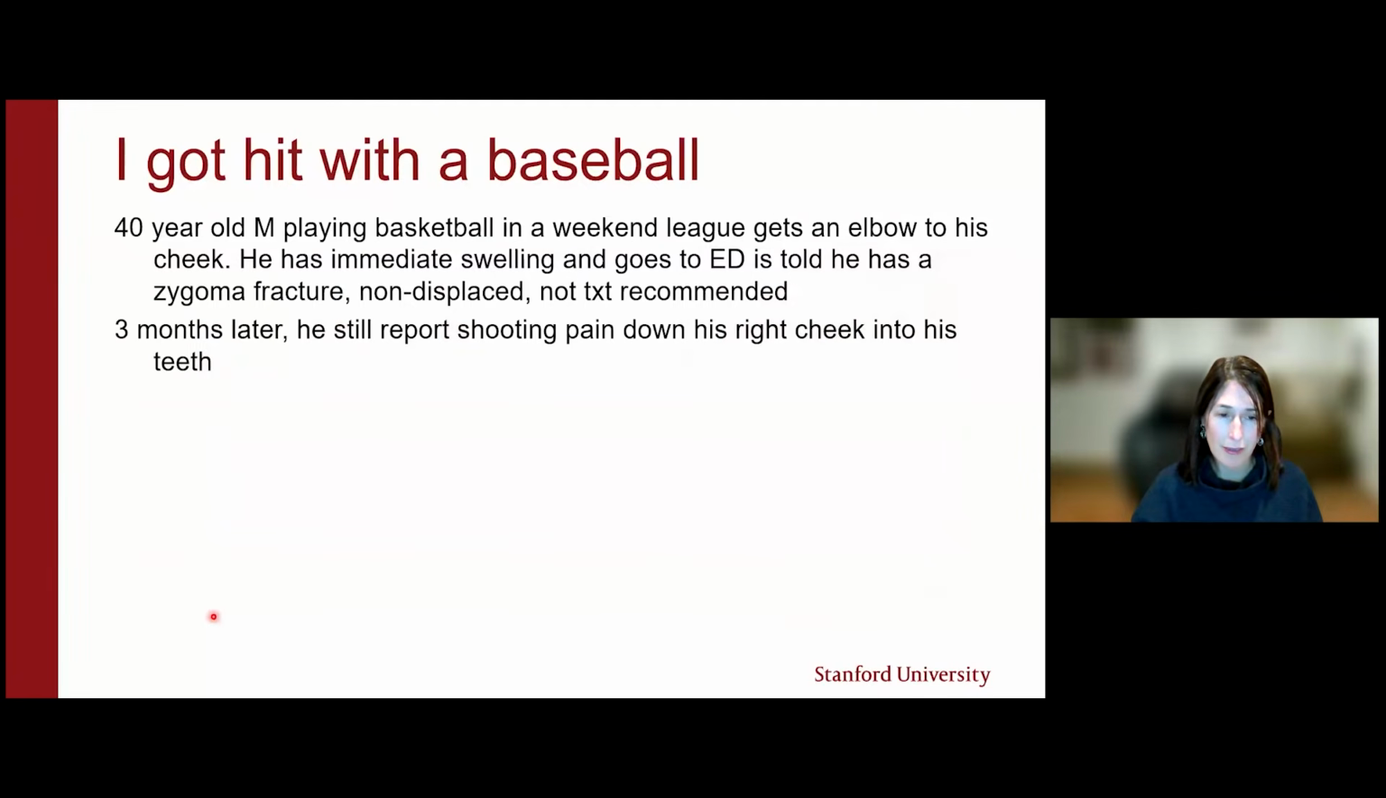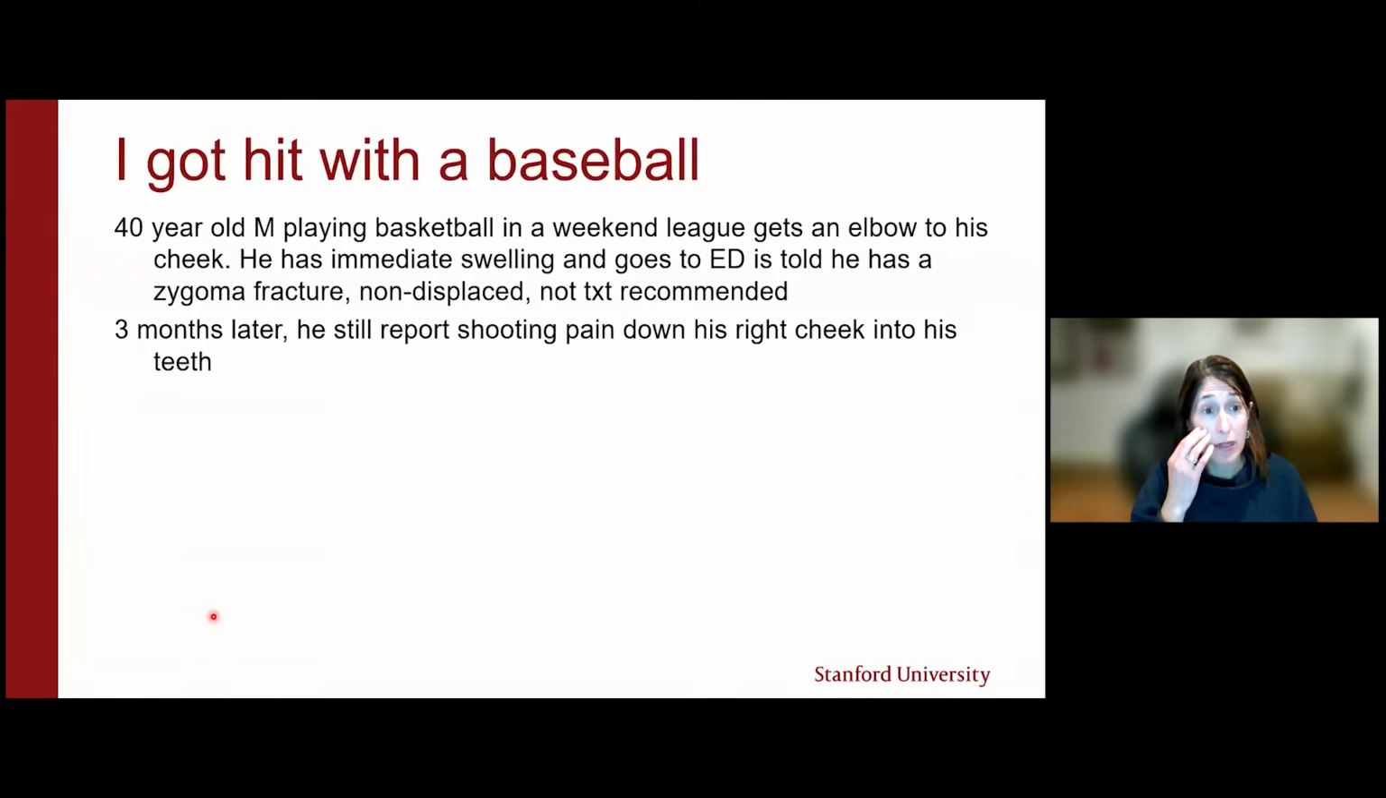All right, so moving now on to the next type of nerve pain. We're going to talk about a different type. A 40-year-old male who was playing basketball in a weekend league and got an elbow to his cheek. And he had immediate swelling, goes to the emergency room, and is told he has a fracture of his cheekbone. We call that the zygoma. And it's not displaced. There's no casting or anything. He just has to wait for it to heal.